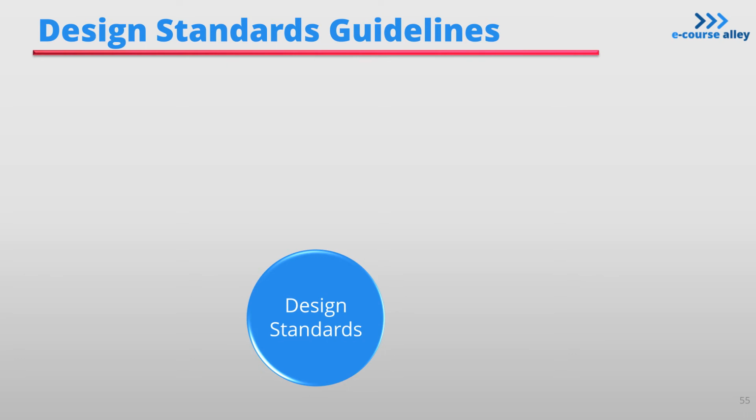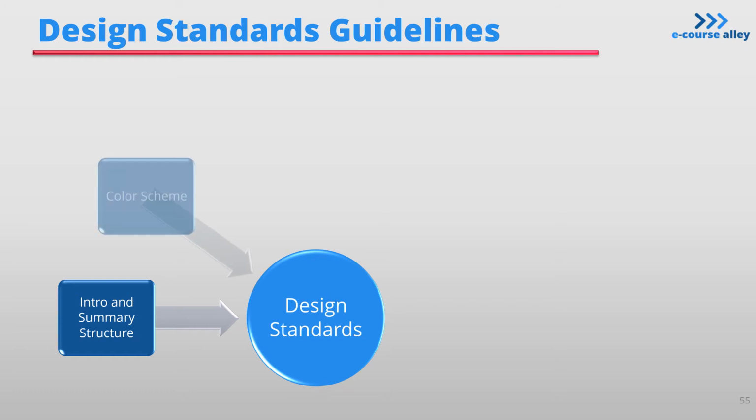First of all, think about how you will introduce and end a lesson. Will you include learning objectives? I would highly recommend you start with some objectives about what the learner can expect to learn in each lesson. Color scheme is another important design standard. What colors will you use throughout all your courses? Consistency is key here, and if you are starting a business, it would be a good idea to use your business branding colors in your online courses.